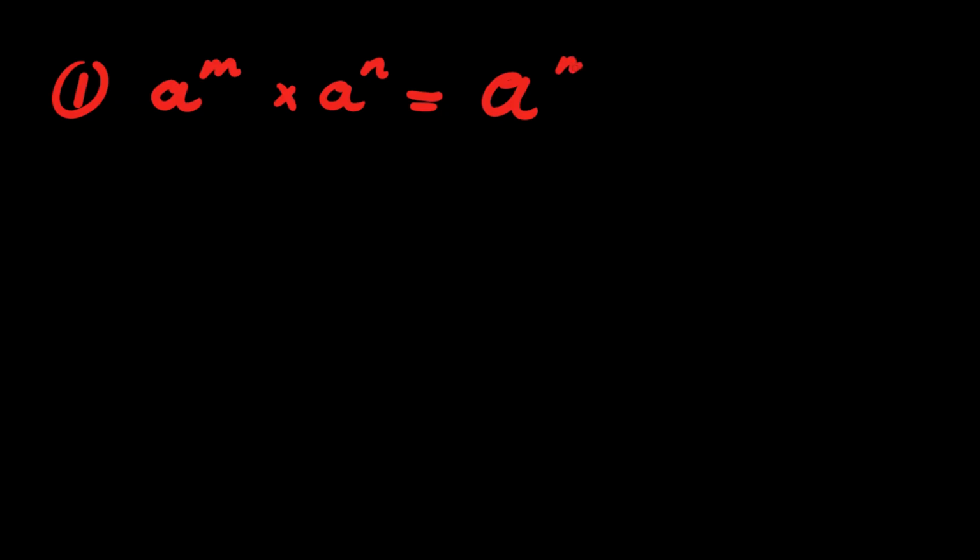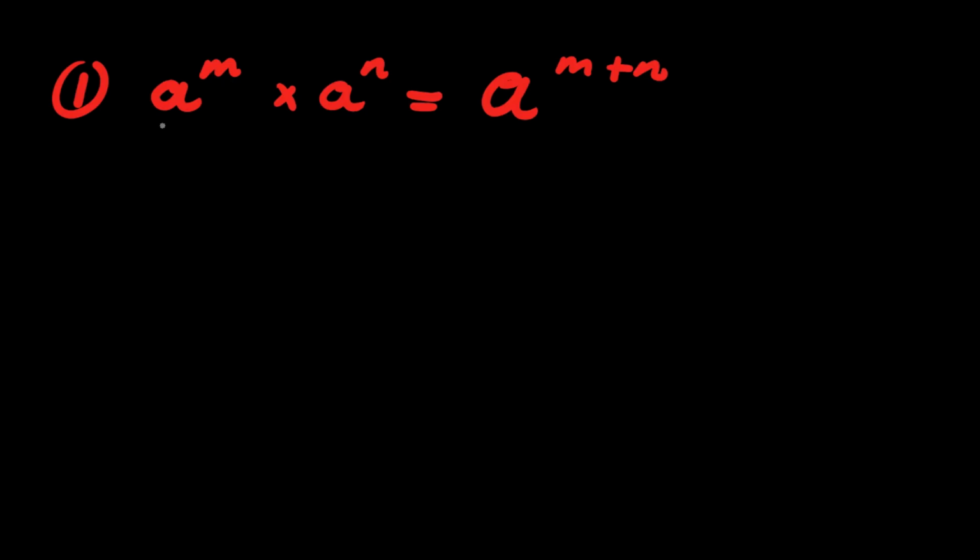Law number one is when you multiply the same bases, you should add the exponents. And it could be demonstrated this way. So, law number one. Let's say a to the power of m times a to the power of n. This should say it's a to the power of m plus n.